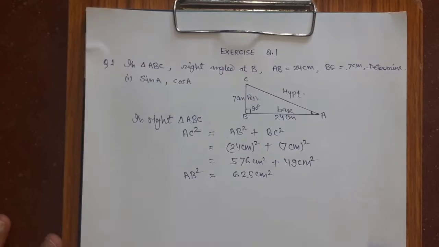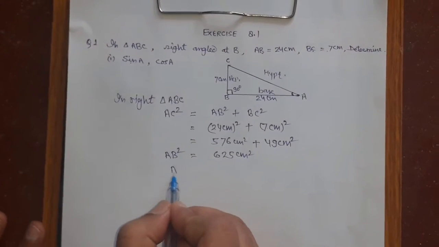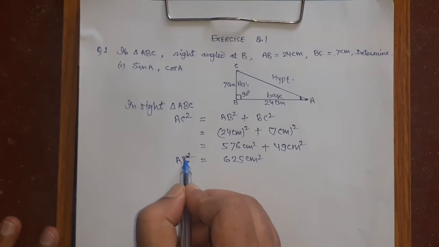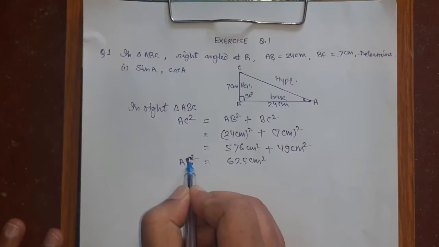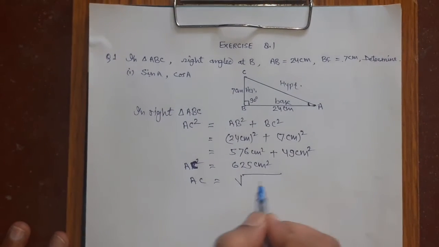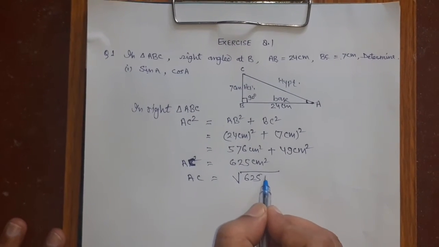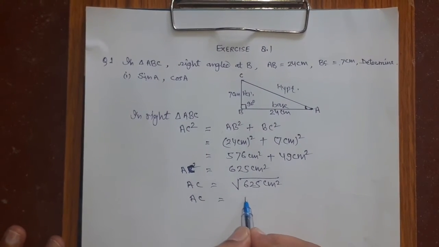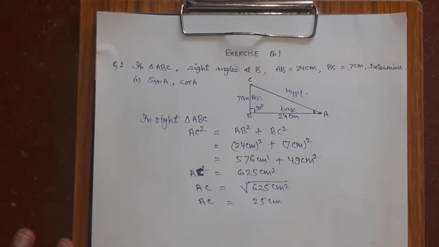This is AB square plus BC square. Now we find this is AC square. AC equal to under root 625 centimeter square. AC we have 25 centimeter.